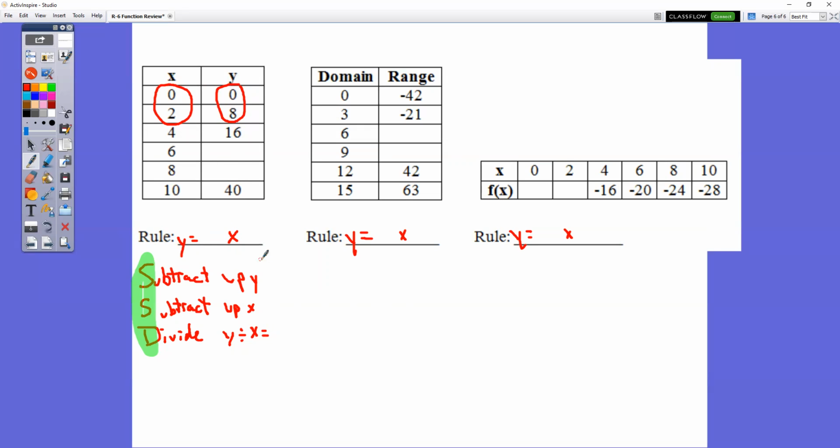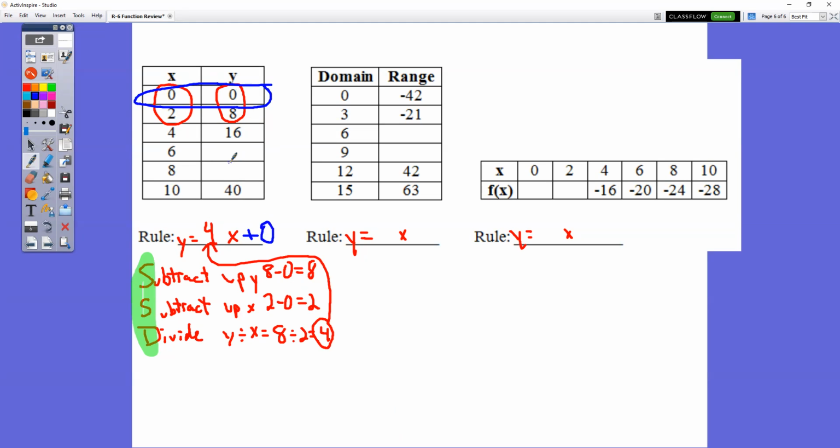So I'm going to choose these two. I'm going to do 8 minus 0. 8 minus 0 is 8. Choose two numbers going up the x. 2 minus 0. 2 minus 0 is 2. And now I want to divide. 8 divided by 2. 8 divided by 2 is 4. 4 is your number that goes in front of your x. When x equals 0, y is 0. So I could put a +0 there.